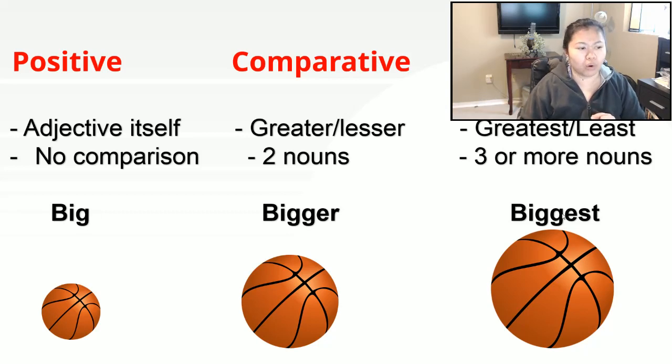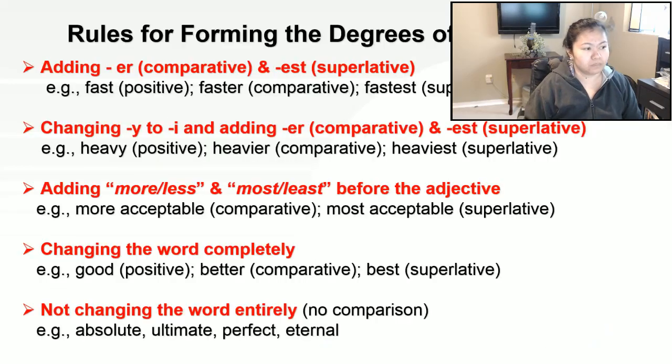But how would you know that that is the right way to form the degree of comparison? So there are some rules, okay, that I want you to remember, and here they are. For the first rule, we add ER to compare, and then EST to say the superlative form. For example, fast is the basic form of the adjective. You don't put anything in it. It's the very basic form, that's just fast.